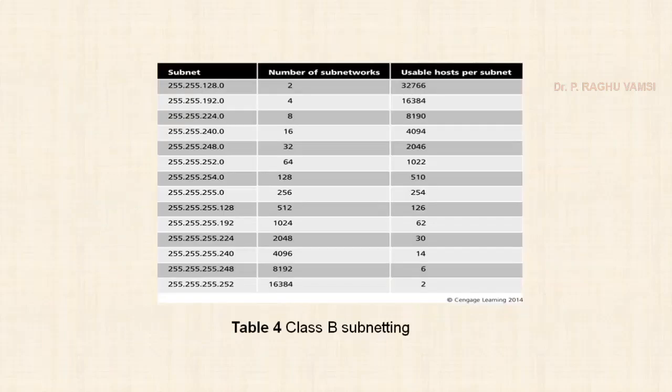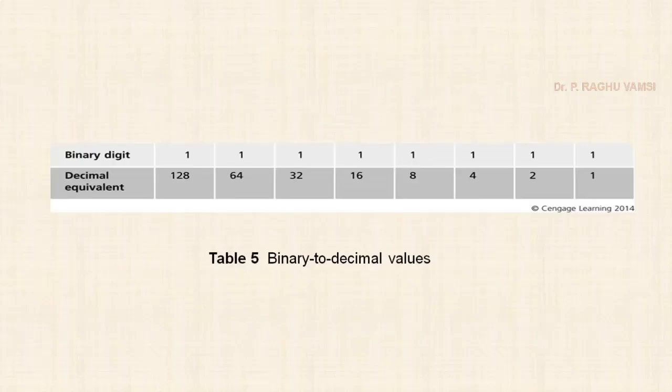We have just seen class B subnetting, and how it is divided based upon the number of subnets that we require and the number of hosts that we have, with the binary to decimal equivalent. The first is 128, 64, because it is an octet consisting of 8 bits. The maximum value of the octet is 255.